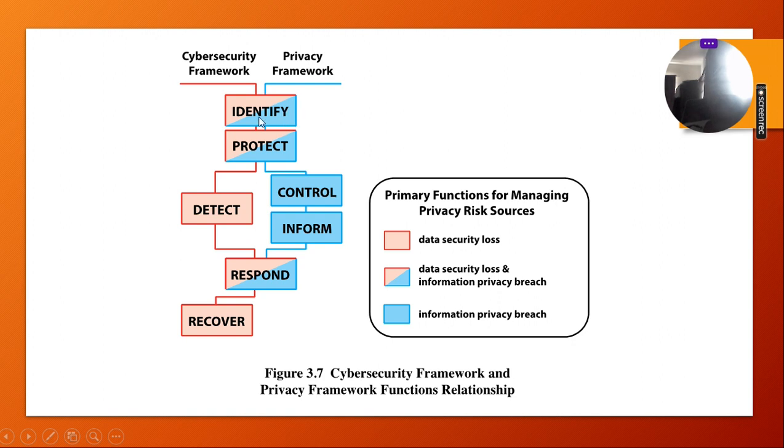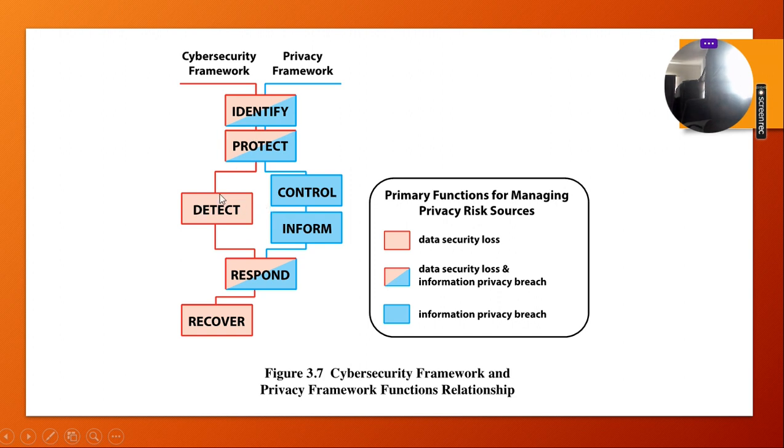So for identify, we have to identify how much data security loss we have on the system and how much information privacy breach has happened. Both the breach and the security loss that have happened, we have to identify them. Protect: we have to protect the data security, the data information in our security space, and we have to protect information privacy.